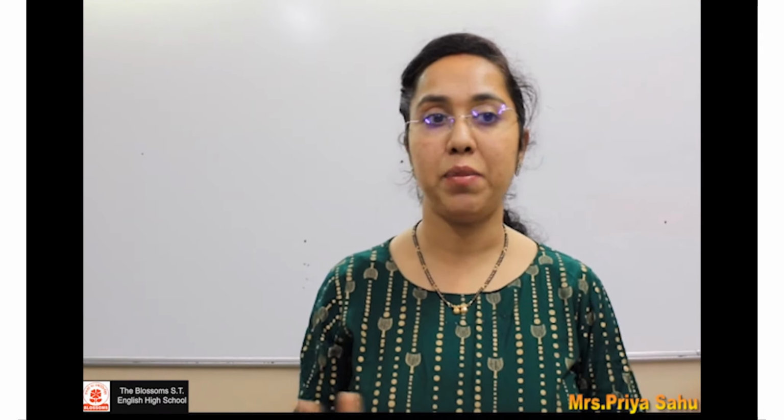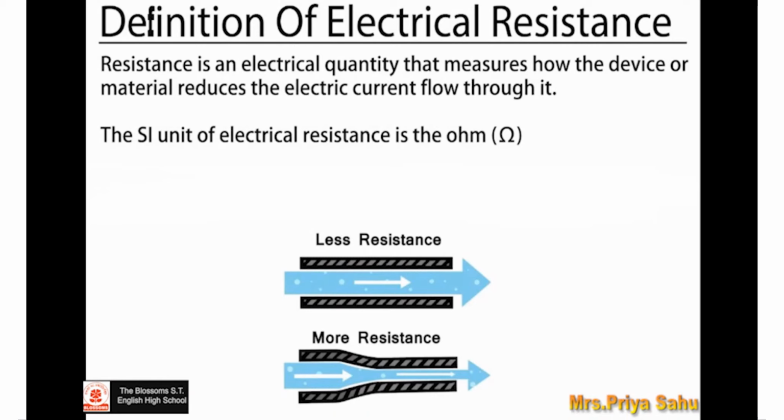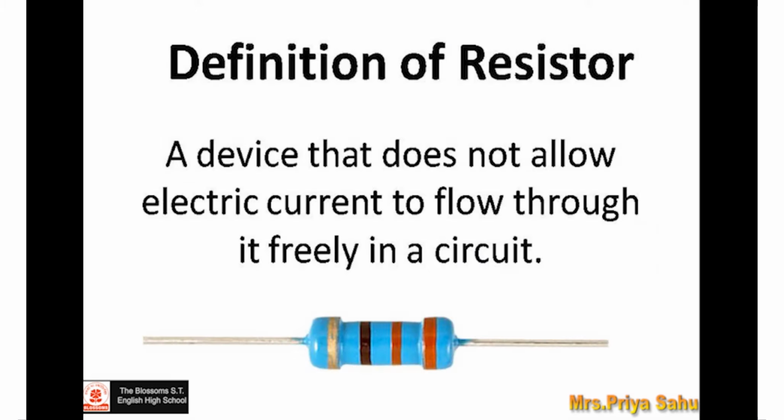This setup can be classified into two forms. The first one in which resistors are connected in series and the second one in which resistors are connected in parallel. Definition of electrical resistance: resistance is an electrical quantity that measures how the device or material reduces the electric current flow through it. The SI unit of electrical resistance is the ohm. Definition of resistor: a device that does not allow electric current to flow through it freely in a circuit.